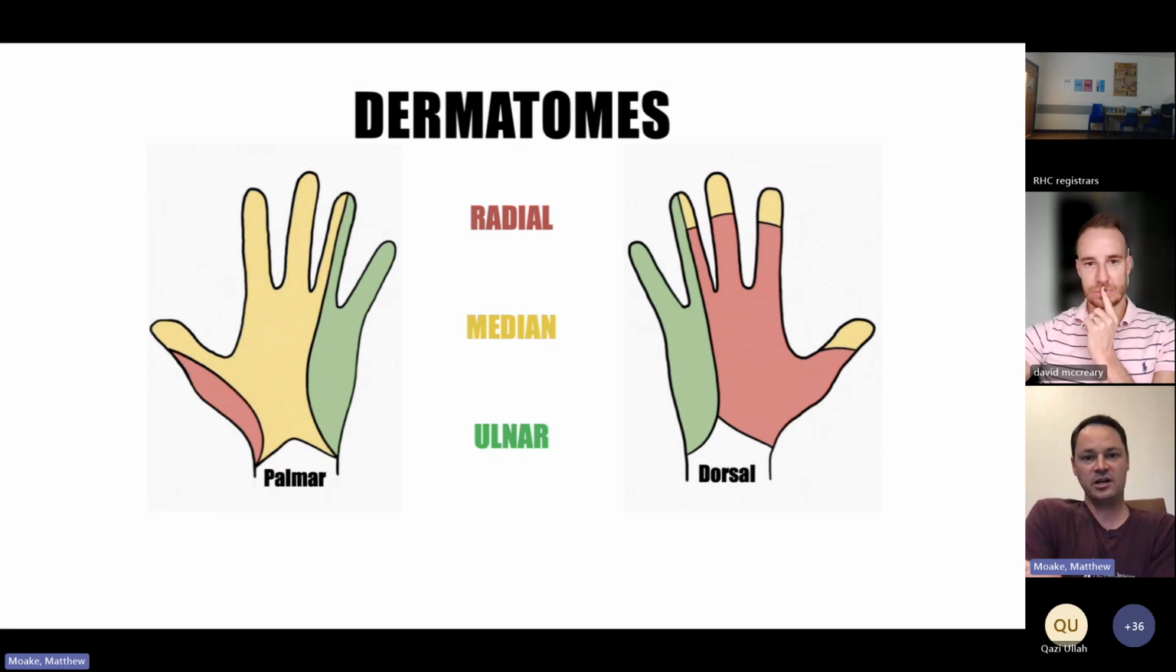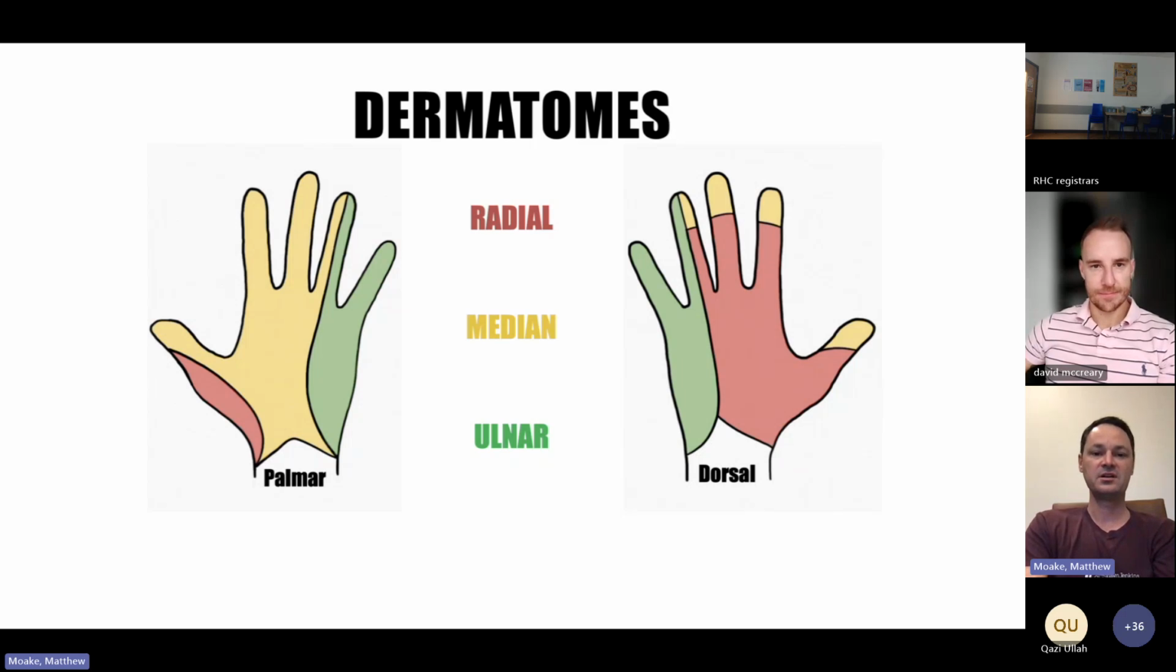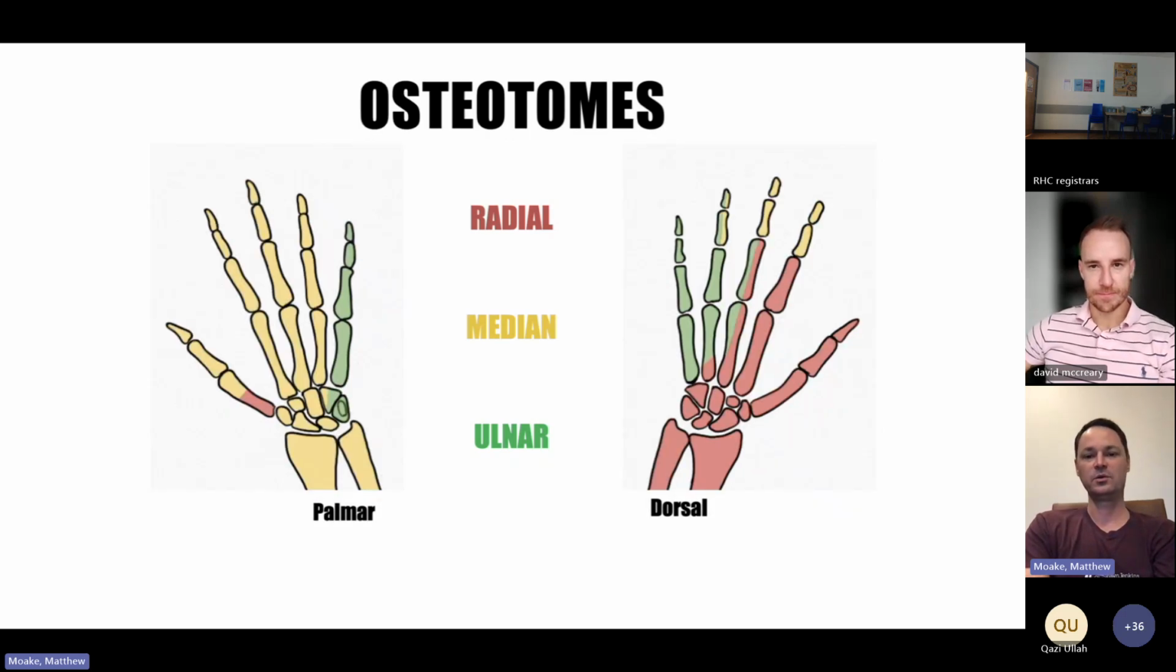So anytime you're doing a block, the relevant anatomy that you want to block is key to know: the dermatomes, so the skin innervation of the nerves you're after. Classic dermatomes here for the forearm are the radial, median, and ulnar nerves. The other key to note is that if you're doing soft tissue, then you use your dermatomes. If you're doing blocks for bony injury or dislocation, then you use the osteotome distribution. And these are similar to dermatomes, but not necessarily exactly the same.